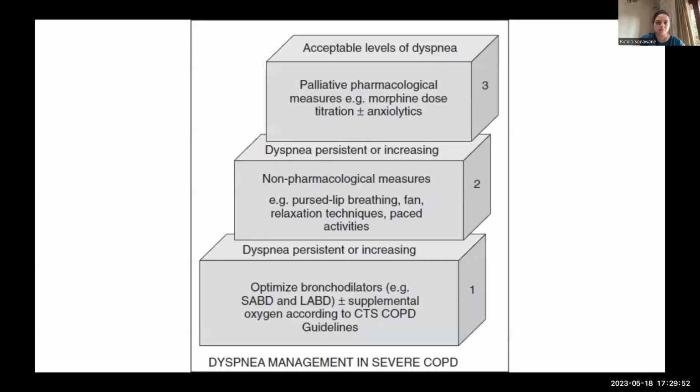Then coming to management of dyspnea in severe COPD. According to GOLD, first you start off, you optimize the bronchodilators plus or minus supplemental oxygen whenever required. Then if it is persistent or increasing, you add non-pharmacological measures as well. And then palliative pharmacological measures such as opioids and benzodiazepines can be added. And if it is still persistent, then we might have to go for sedation as well.